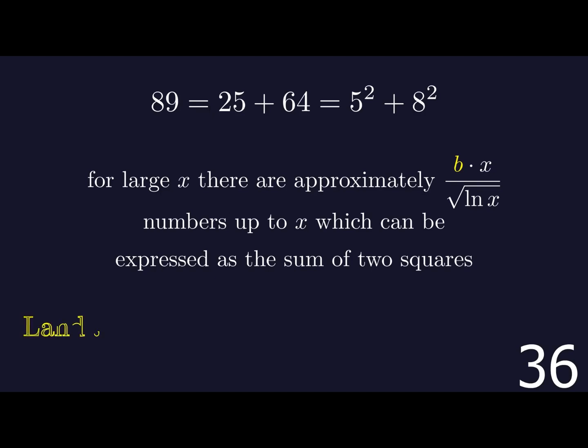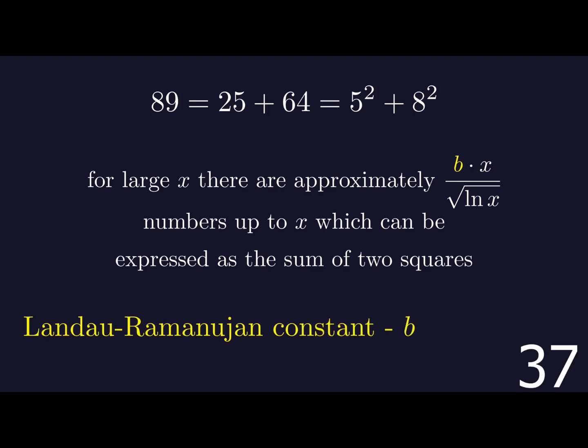Here b is the Landau-Ramanujan constant, which is approximately 0.76. Let's create a sequence called the look and say sequence. It starts with 1. To generate the next term, we simply look at the previous term and describe it. We see one digit 1, so the next term is 1, 1.